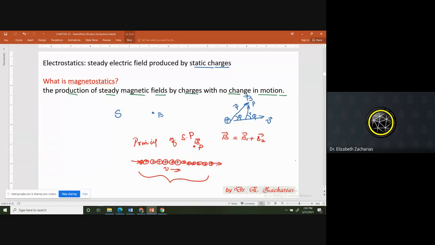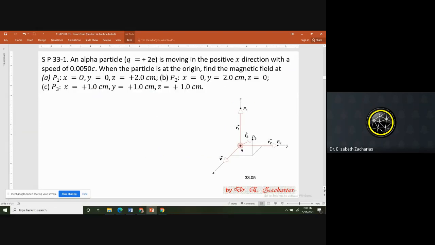Then you will have a question. What kind of field can be set up by individual charges? For that, let us just work out this problem. This problem also gives you some understanding about the right-hand rule and all that. Okay, let's just try this problem.